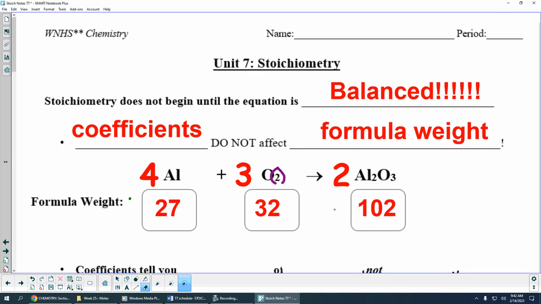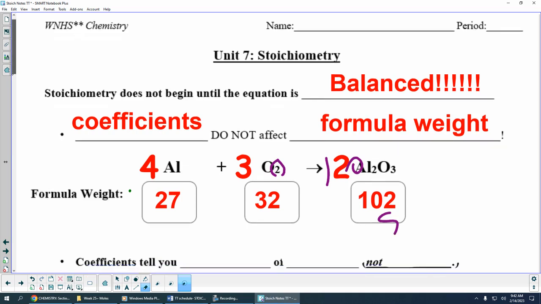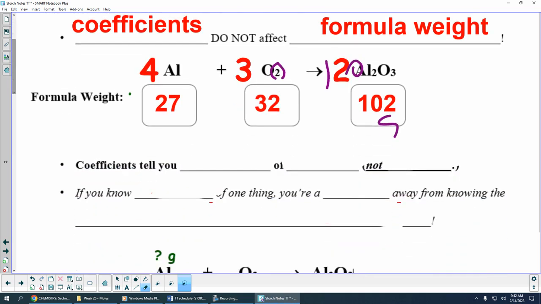So what he did was he did 2 aluminum, so 27 plus 27 plus 3 oxygen, 16, 16, 16. And it doesn't matter. I could have 12 of them, I could have 120 of them. It does not affect the singular formula weight. Okay? All right, so yesterday, the last thing we ended with in your lab is this little idea.